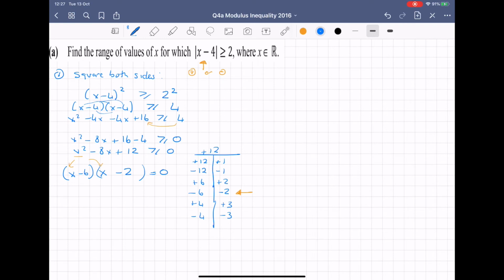for the critical values. X minus 6, so split the brackets, let each bracket equal 0. Okay, so x is equal to 6, x is equal to 2 are the critical values.